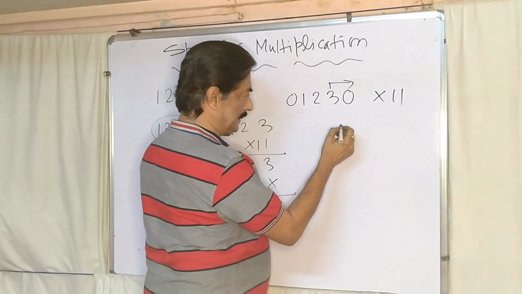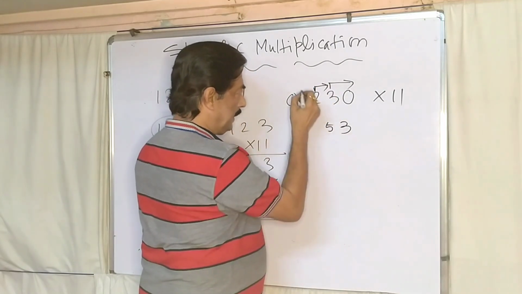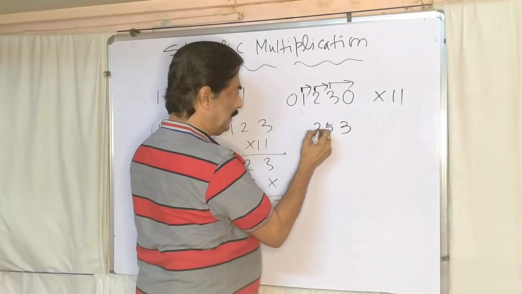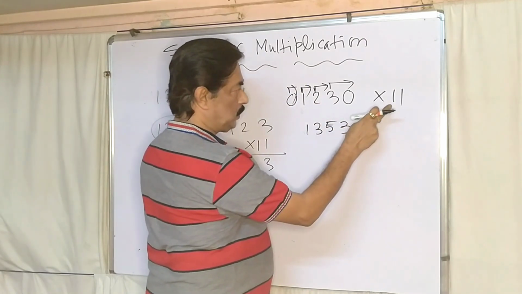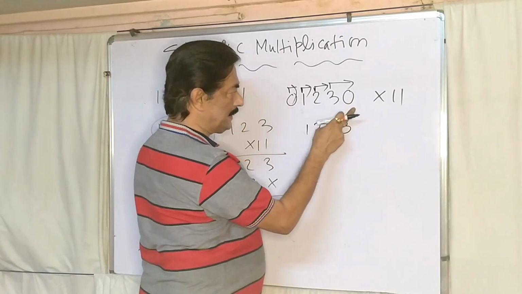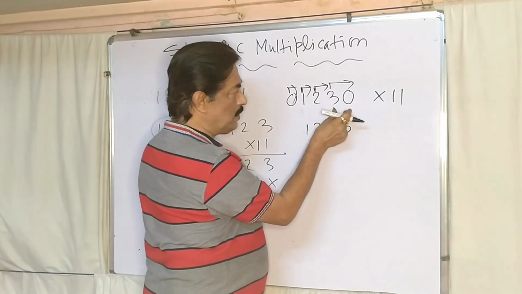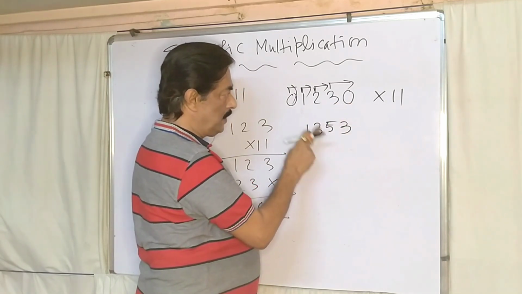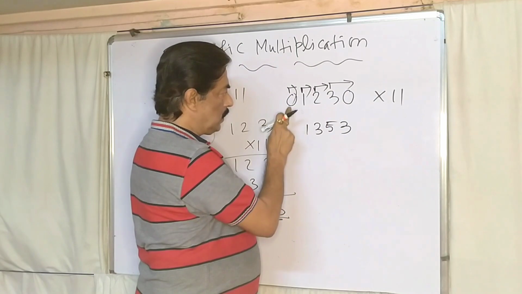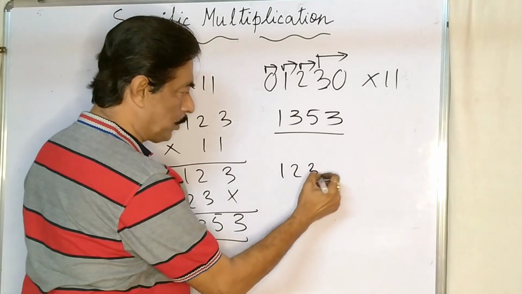3 plus 0 is a 3. Then 2 plus 3 is a 5. Then 1 plus 2 is a 3. Then 0 plus 1 is a 1. Again, two number of 1, so we put 1 zero right side, 1 zero left side. Starting from here, we have to add two numbers. 3 plus 0 is a 3, 2 plus 3 is a 5, 1 plus 2 is a 3, 0 plus 1 is a 1.